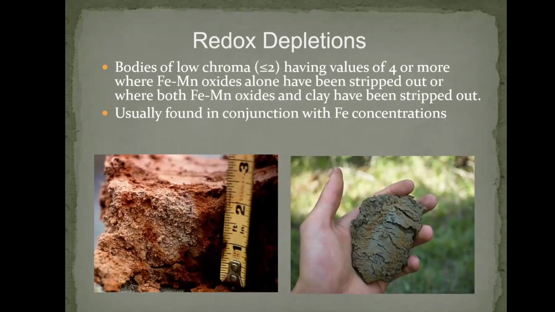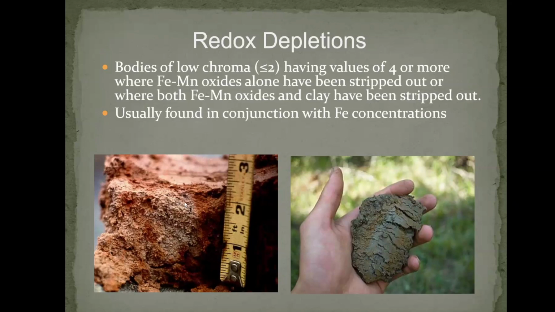A redox depletion would be what they say is a body or an area of low chroma, so two or less, having values of four or more, where iron manganese oxides have been stripped out either individually or both of them, and then possibly clay have been stripped out. And it's usually found in conjunction with iron concentrations, but not always. So this is what they call the bullseye redox.